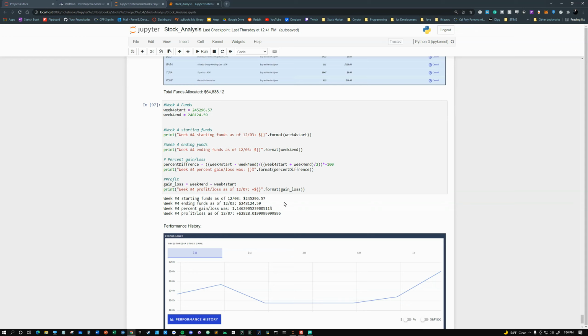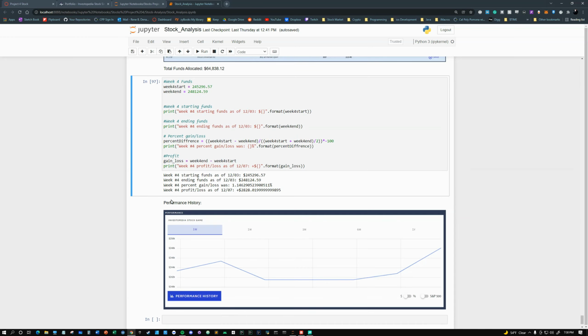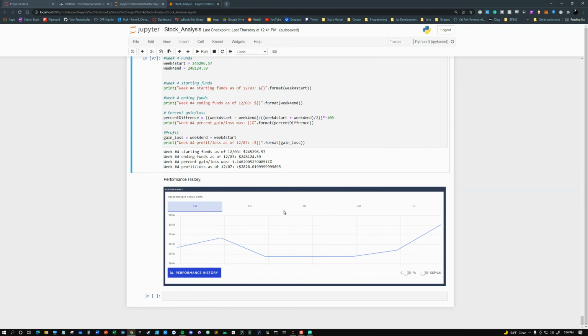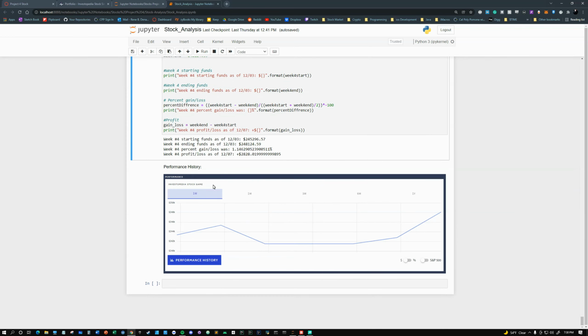So we keep scrolling here. We could see that from week 3, our initial starting balance was 245,296. And the ending funds for week 4 was 248,124, which puts us in the positive once again. Here our percent gain in this case was 1.14%, which translates to 2,828 in the green, or in the positive, I should say. And here is the performance chart for that.